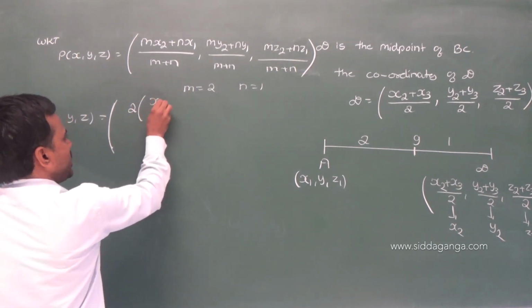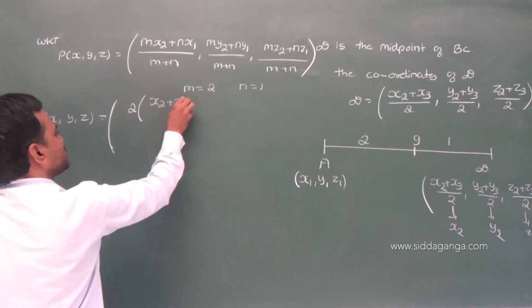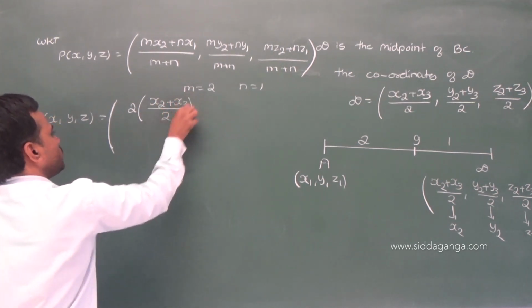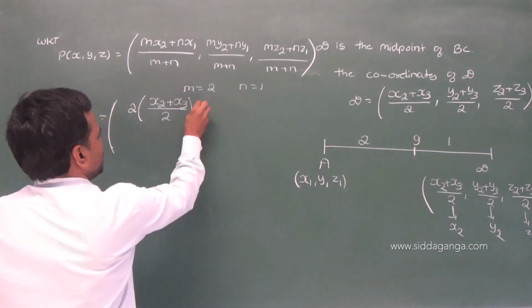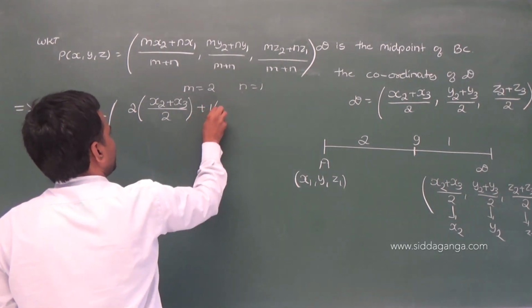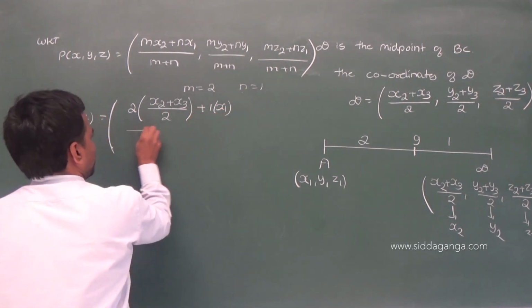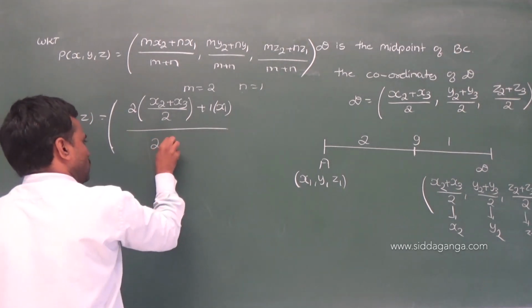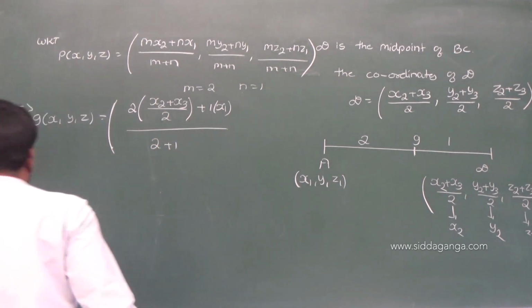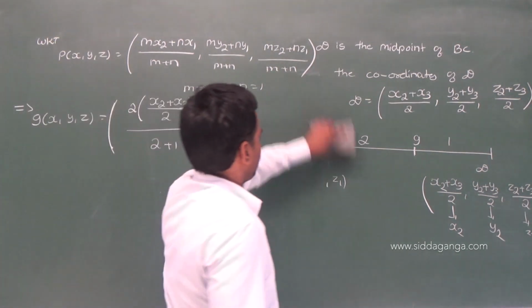x2 plus x3 divided by 2, and m x2 plus n is 1 into x1 divided by 2 plus 1. So the x coordinate is over.